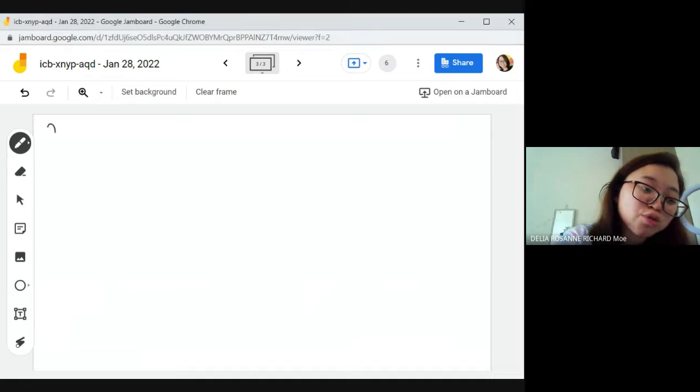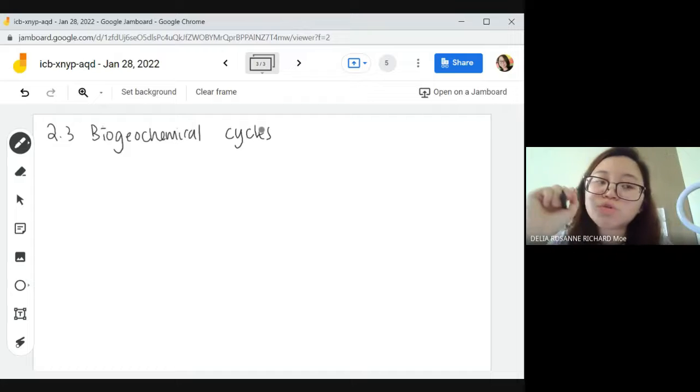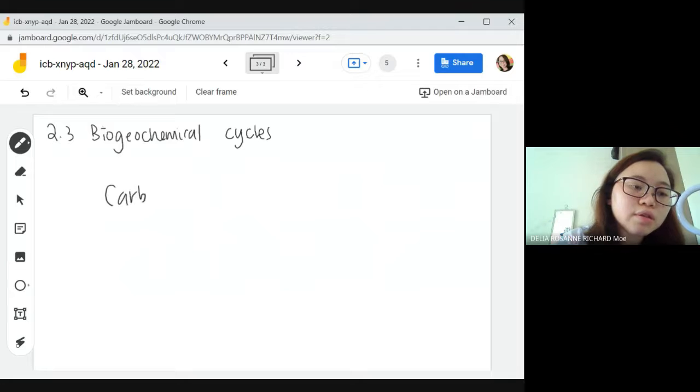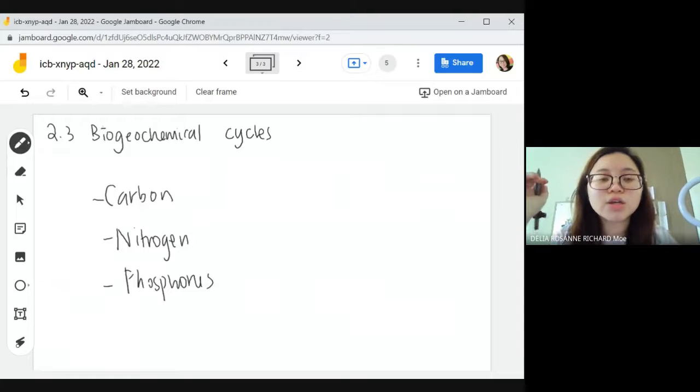So that's chapter 2.2, 2.3. Nanti ini ada belajar pasal biogeochemical cycle. So when we go into 2.3, you're going to learn about the cycle for carbon, the cycle for nitrogen, and the cycle for phosphorus. Macam mana setiap daripada elemen ini dia akan berkaitan daripada udara kepada tanah, kepada air, kepada organism, kepada tai dan sebagainya. So how these nutrients will be cycled throughout the ecosystem.